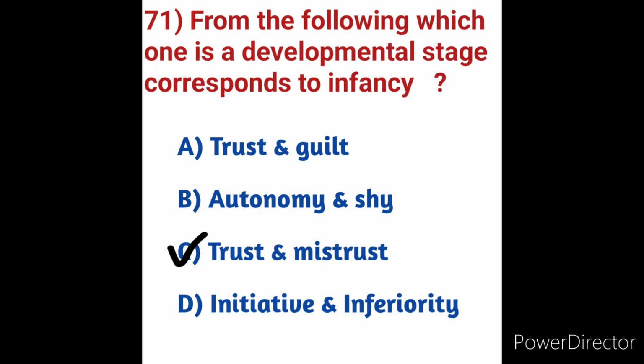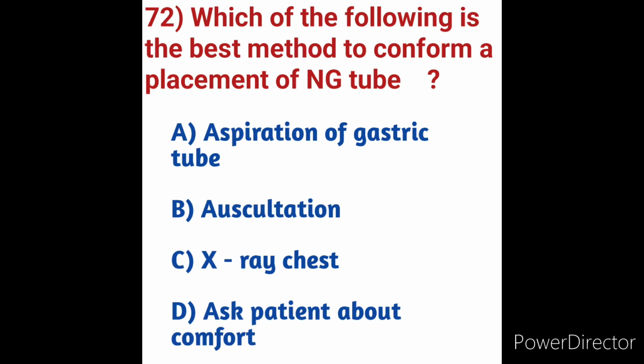So the developmental stage that corresponds to infancy is option C, the correct answer, trust and mistrust. Next we will move on to question number 72. Which of the following is the best method to confirm the placement of an NG tube? We will see the options. Option A, aspiration of gastric contents. Option B, auscultation. Option C, X-ray.